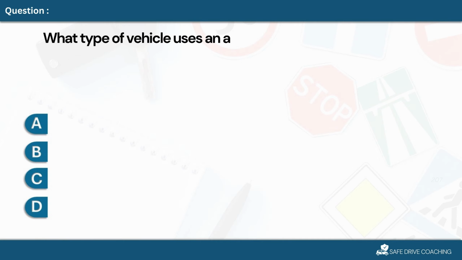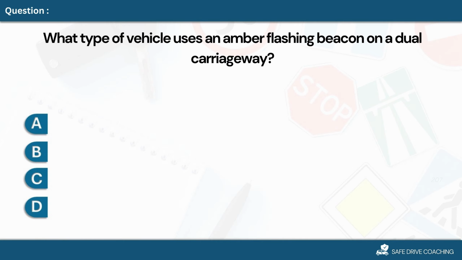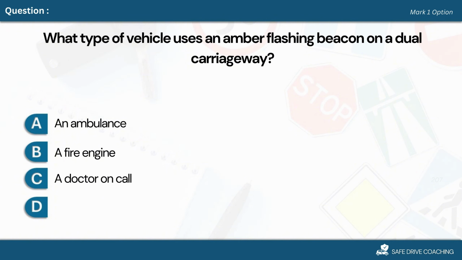What type of vehicle uses an amber flashing beacon on a dual carriageway? A. An ambulance. B. A fire engine. C. A doctor on call. D. A tractor.